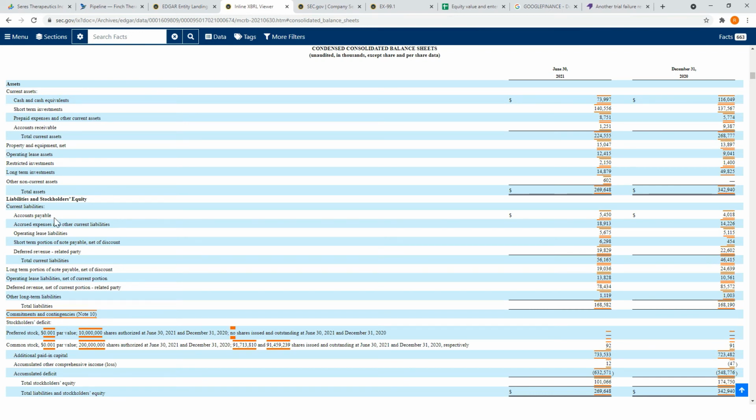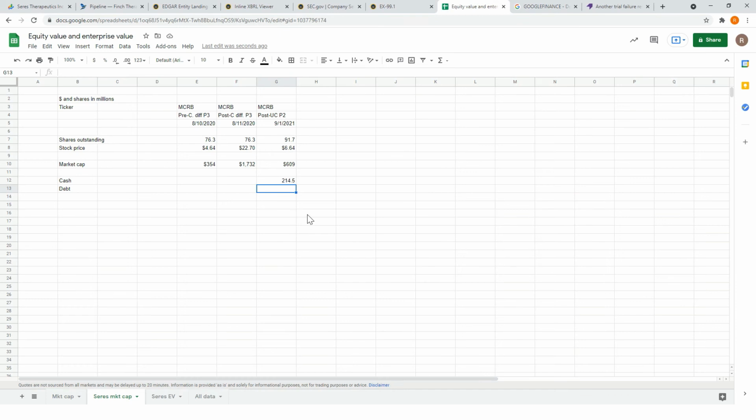So now we need debt. Debt can be a little bit more tricky to find. The more you look, the more you'll get used to the terms that signal to you that this is debt. But in this example, we have the short-term note payable, which is 6.3 million, and then the long-term portion of the note payable, which is 19 million. So we'll call it $25 million for debt.